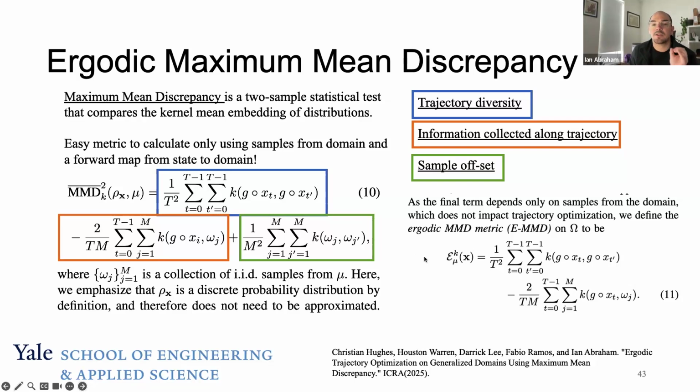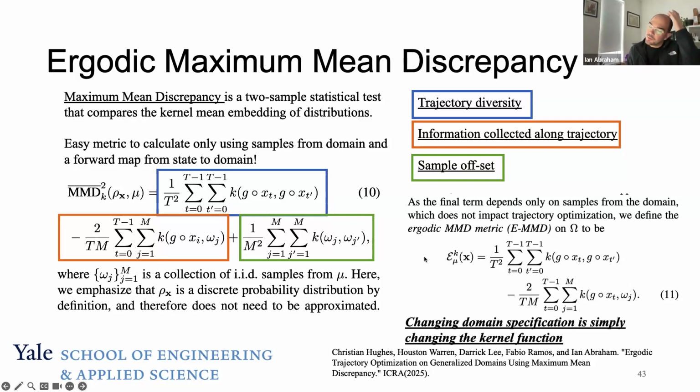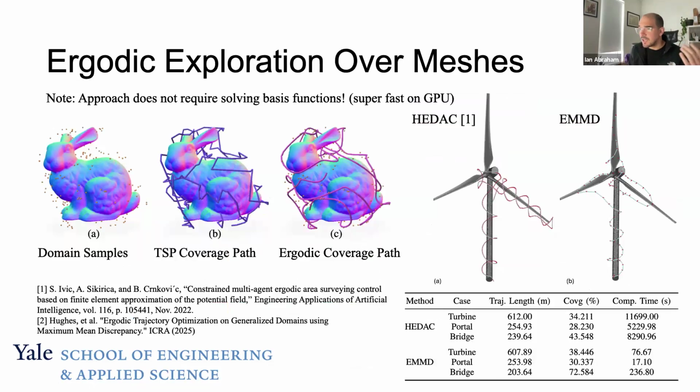The key thing to note here is that we don't have to do any special basis function computation. Instead, all we have to do is change the kernel function, and by changing the kernel function, we ultimately change the domain specification. It turns out this is really fast because it's on samples. You can run it on a GPU.